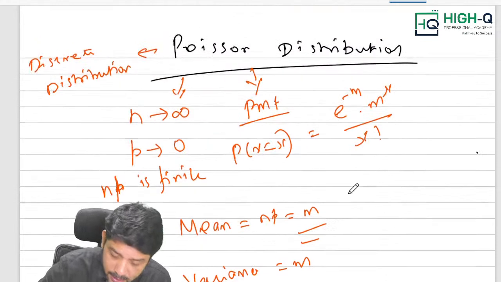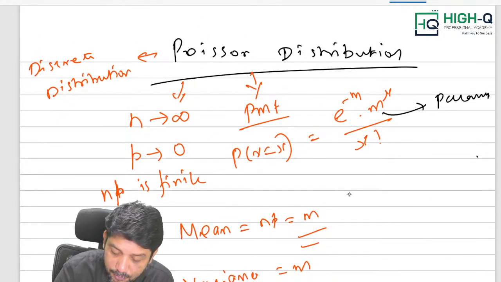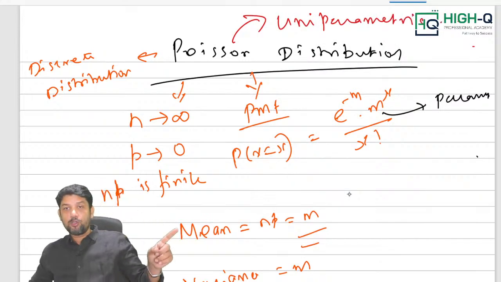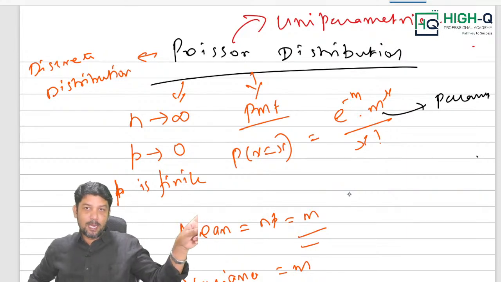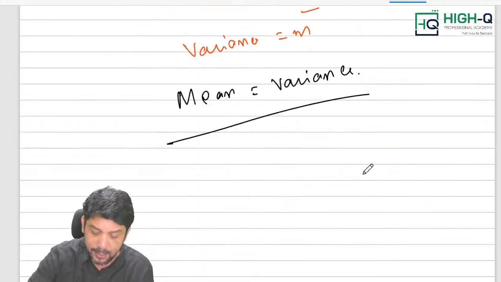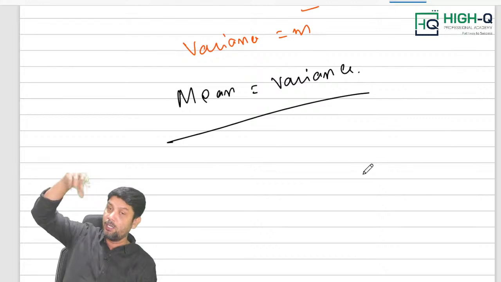Now this m we call the parameter. Therefore, the Poisson distribution is uniparametric, whereas the binomial distribution was biparametric. Please understand this. If mean is equal to variance, we call it the Poisson distribution.